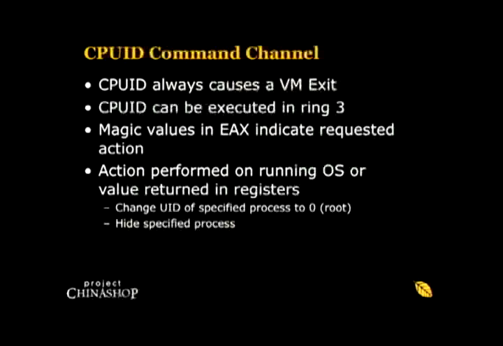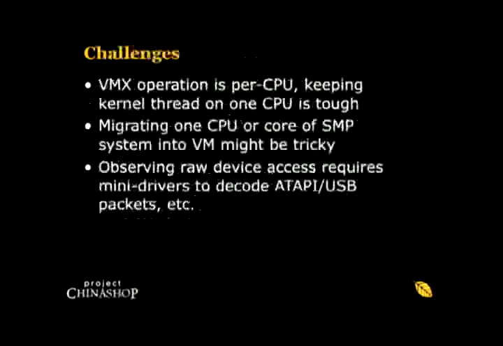The CPUID command channel is pretty simple. The reason I did it is that it always causes a VM exit and can be executed unprivileged. A magic value in EAX indicates a requested action. For example, if EAX equals hex dead and something else, the rest of that is the PID that you want to change to root. Or you can say, hide this process, and so on. And this is what I'll demo in a couple of minutes here.